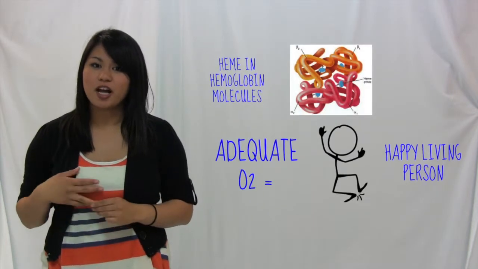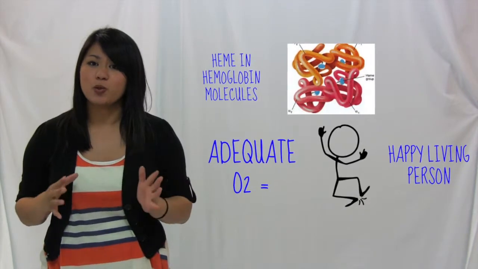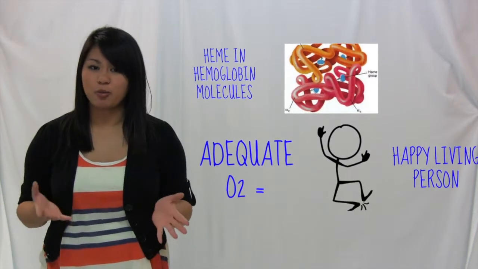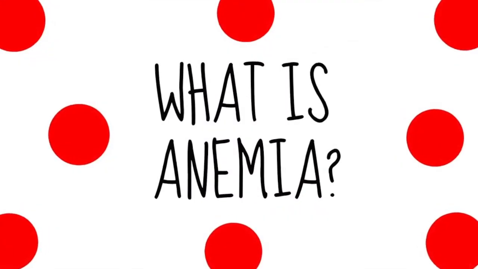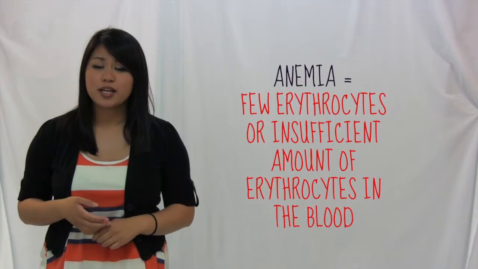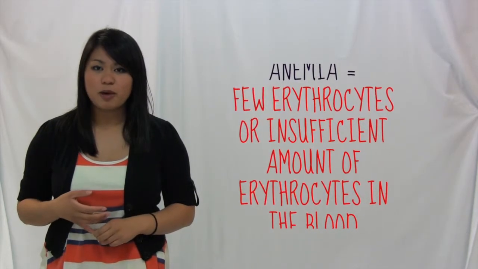Alright, so this is a red blood cell, which is also known as an erythrocyte. These blood cells contain several hundred hemoglobin molecules which transport oxygen throughout your whole body. But what happens when you don't have enough erythrocytes, or if they're improperly formed? This can turn to anemia. Anemia is where there are few erythrocytes or an insufficient amount of blood.